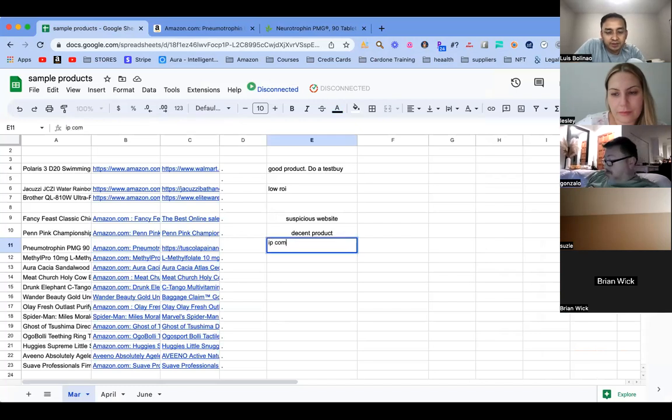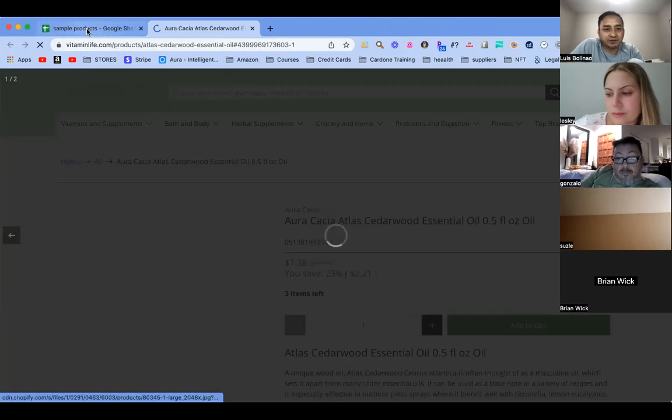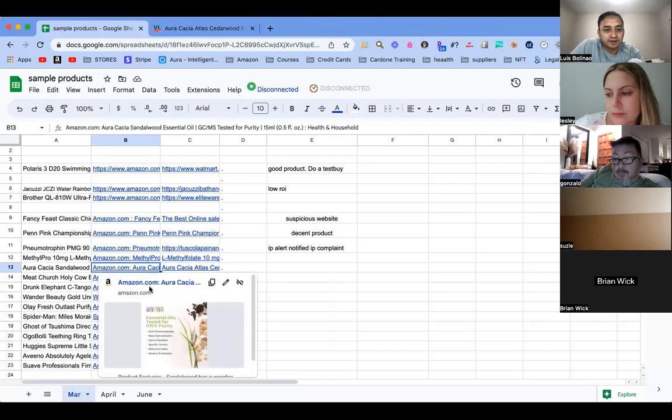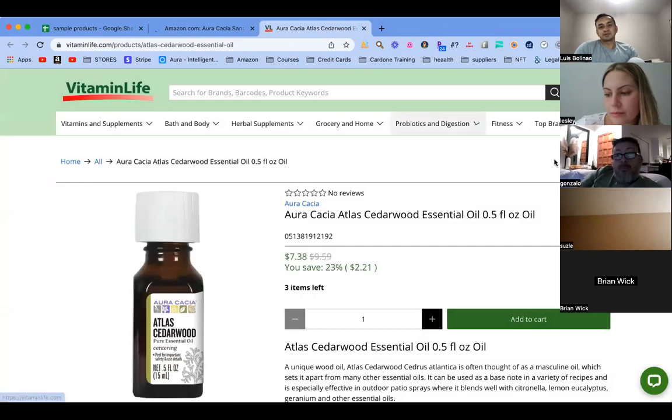So IP alert. Hey, Louis, is it just IP alert through Clear the Shelf? If I go to Chrome extensions, does that look right? Yeah, that's the one. Cleartheshelf.com. Okay, I'm going to add it right now. Yes. So if it shows IP alert, just stay away from it for sure. Next one.